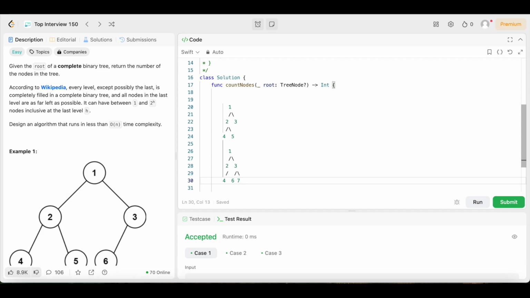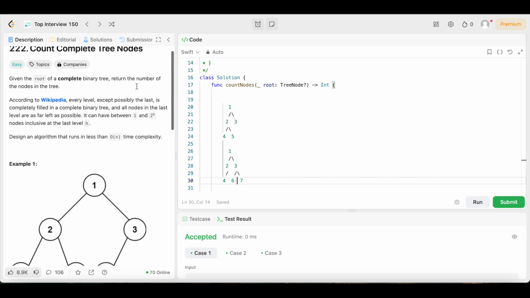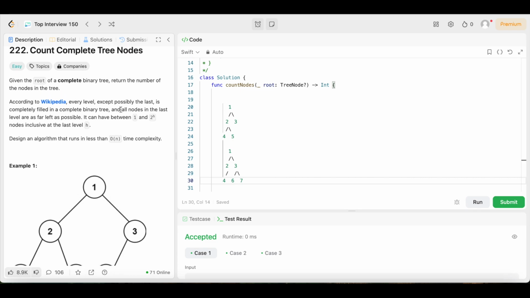This would not be a complete binary tree. Why? Because it doesn't satisfy the requirement that all nodes in the last level are as far left as possible, right? So this level's completely filled, this level's completely filled. The last level is not completely filled, but it doesn't have to be. However, these 2 nodes need to be pushed over as far left as possible.